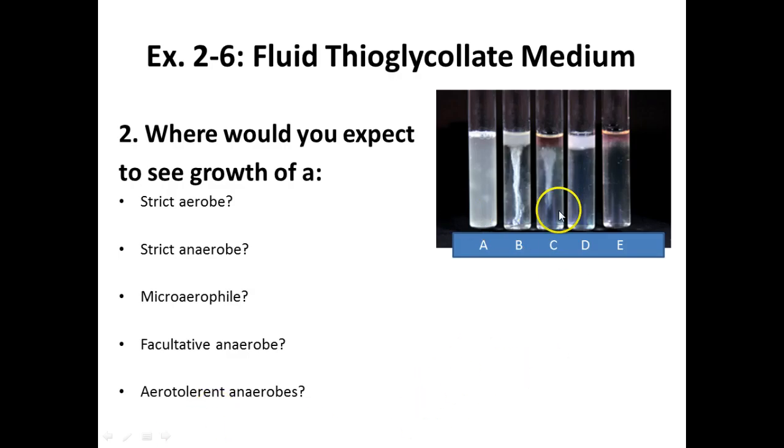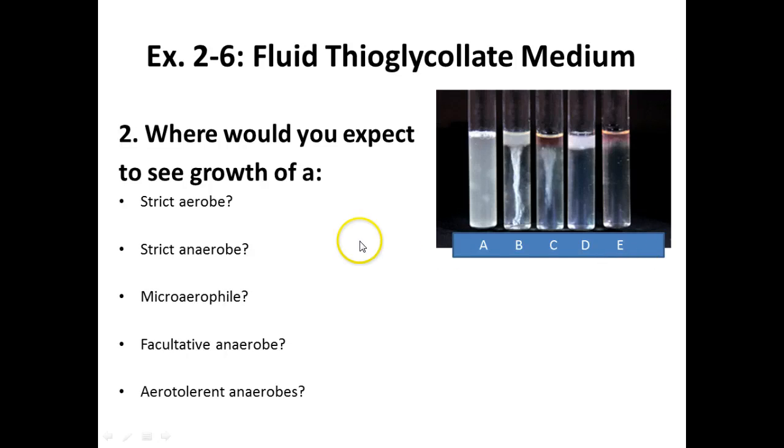So these are the different growth patterns you can see based on the different oxygen tolerances and requirements for the different types of organisms that are out there. So a strict aerobe needs oxygen to grow, and will only grow in the presence of oxygen. So where would it grow in our tubes? At the top, only where the oxygen is, right?